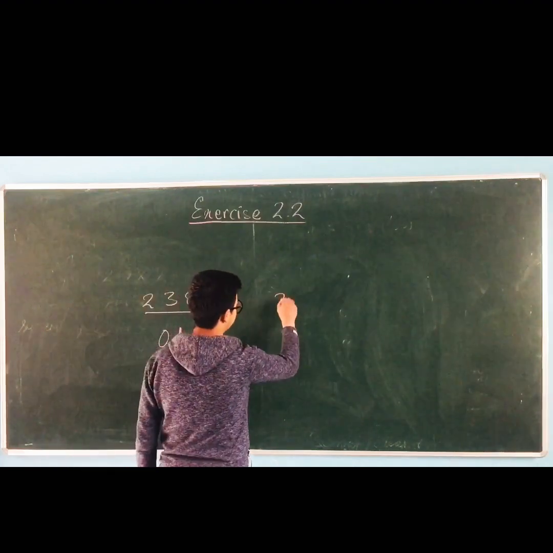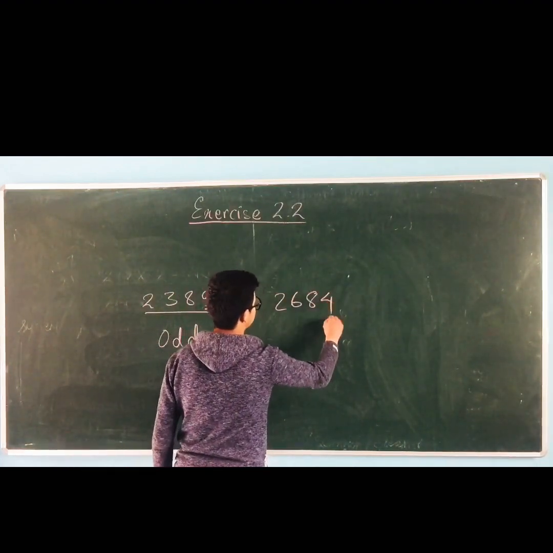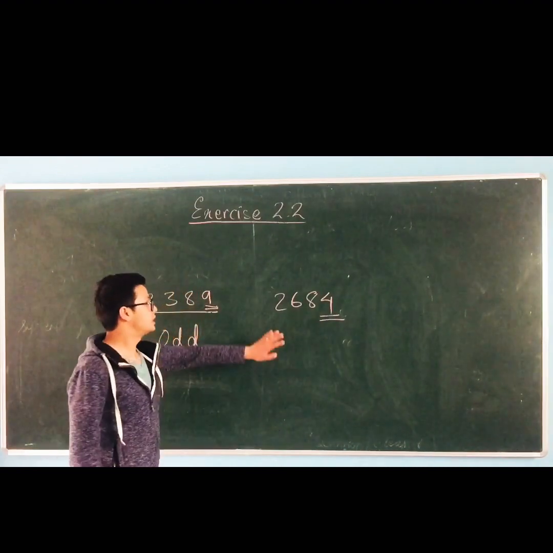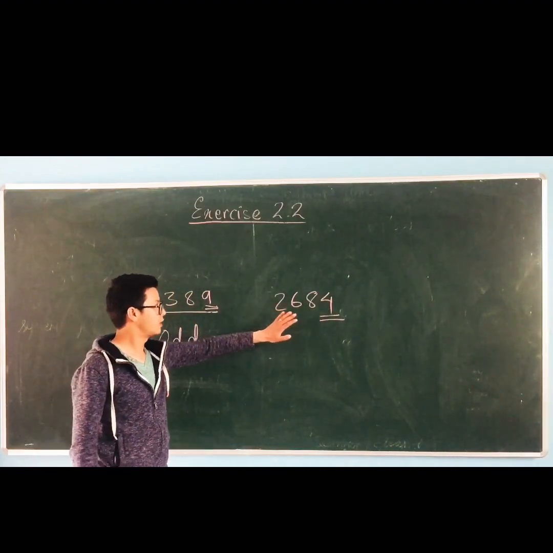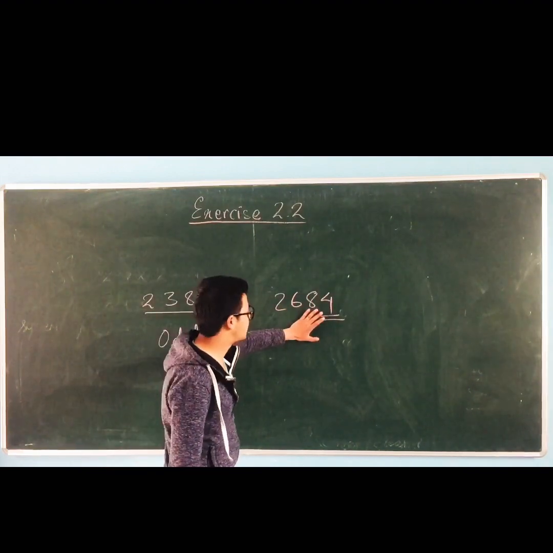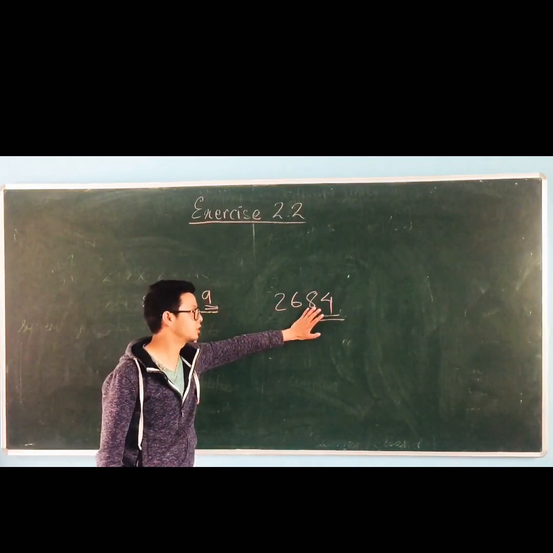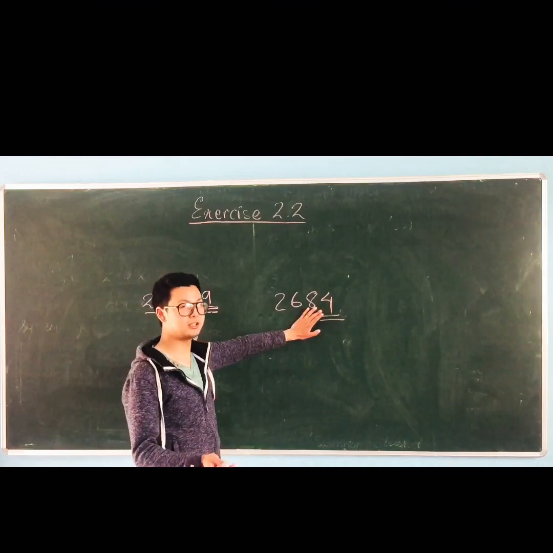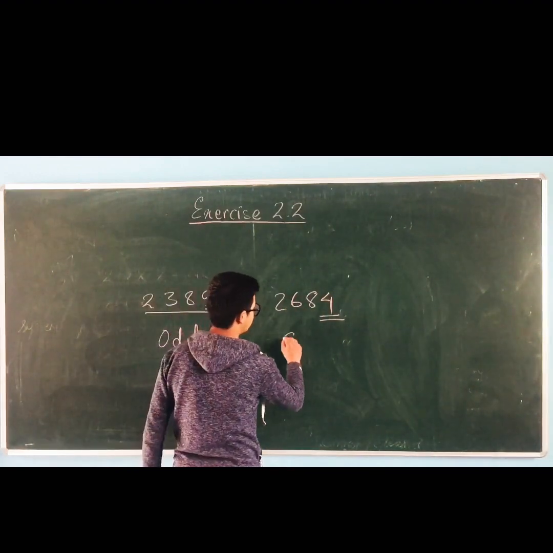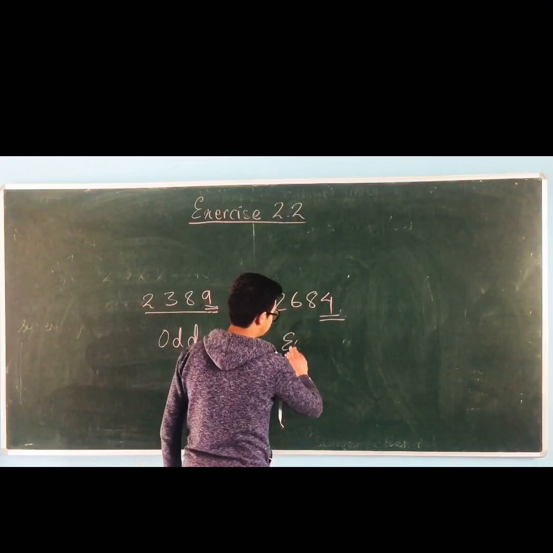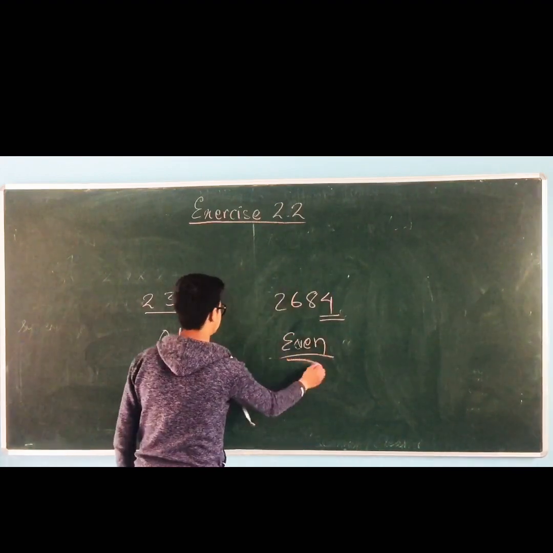And 2, 6, 8, 4. Now see, for this number, to differentiate between even and odd number, you just look at the last digit. The last digit is 4, which is even number, since it is divisible by 2, right? So this is even number. So for your solution, you can just write even. Okay, so this is your answer.